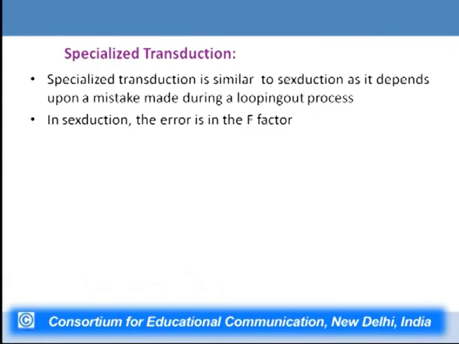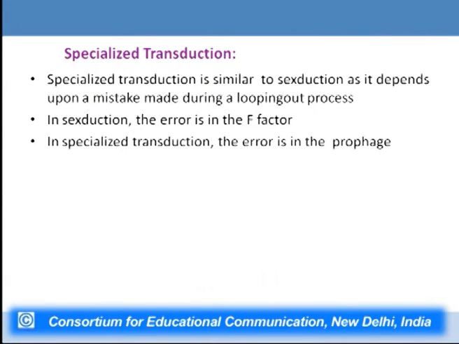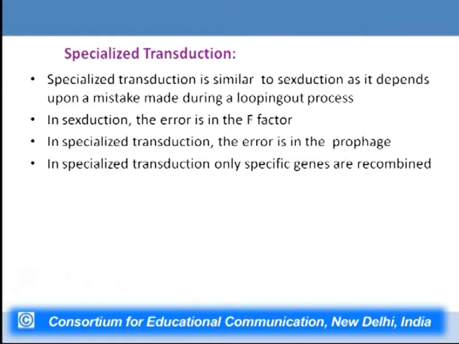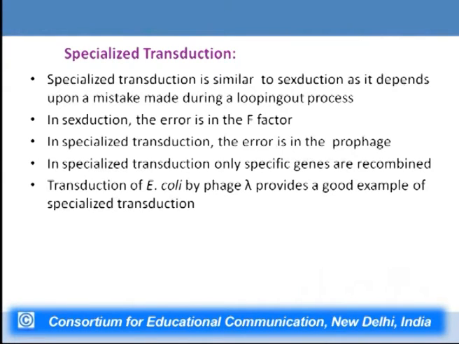Now, in sex duction, which is a type of conjugation, the error is in the F factor. In specialized transduction, the error is made in the prophage. In specialized transduction, only specific genes are recombined. Transduction of E. coli by phage lambda provides a very good example of specialized transduction.